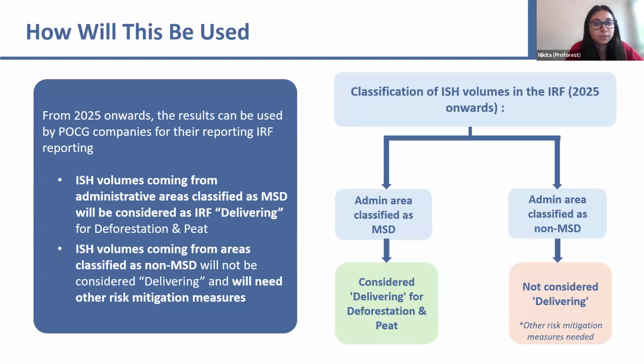So as I said, this is just a simplified graph of what I was explaining earlier. So the areas classified as MSD will go into delivering, and the areas classified as non-MSD will need other risk mitigation measures that Sol had explained earlier in the IRF volumes mapping, so landscape and dealers.